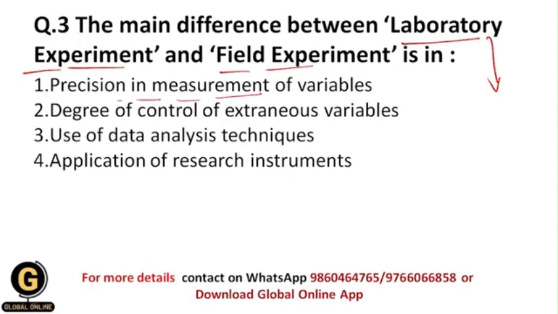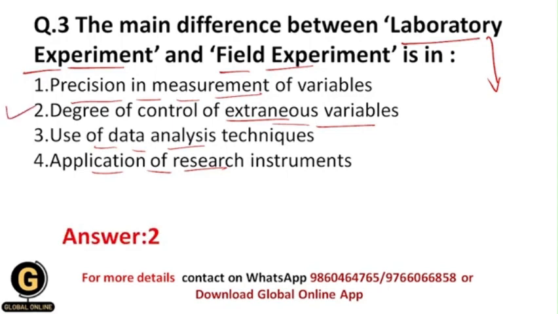Precision in measurement of variables, it means how precise the measurement of variables is. Then degree of control of extraneous variables, which I have told you in the explanation of this question. Use of data analysis techniques, then application of research instruments. So the correct answer for this is the second. The degree of control of extraneous variables is the main difference between laboratory experiment and field experiment, because precision in measurement of variables can be achieved in both experimental methods, and the precision won't change whether it is a laboratory experiment or a field experiment.